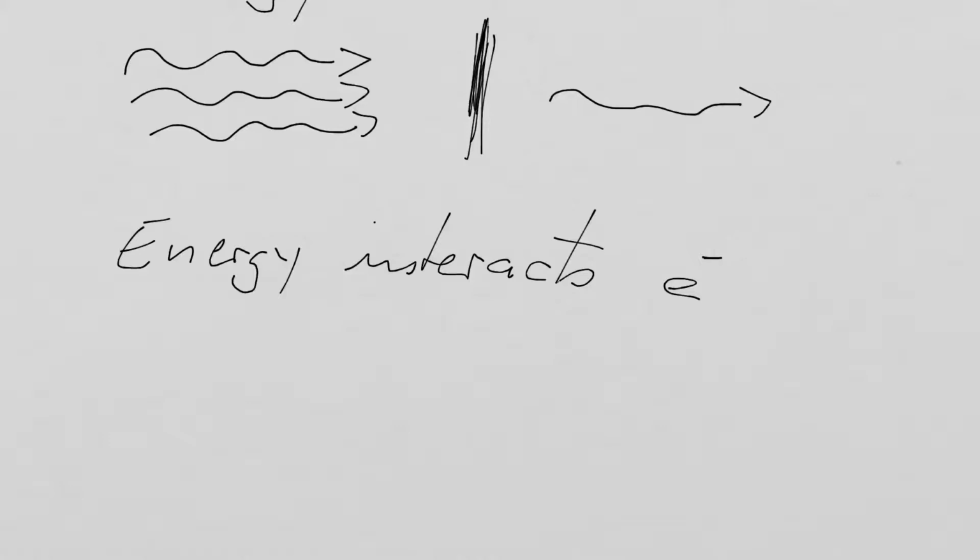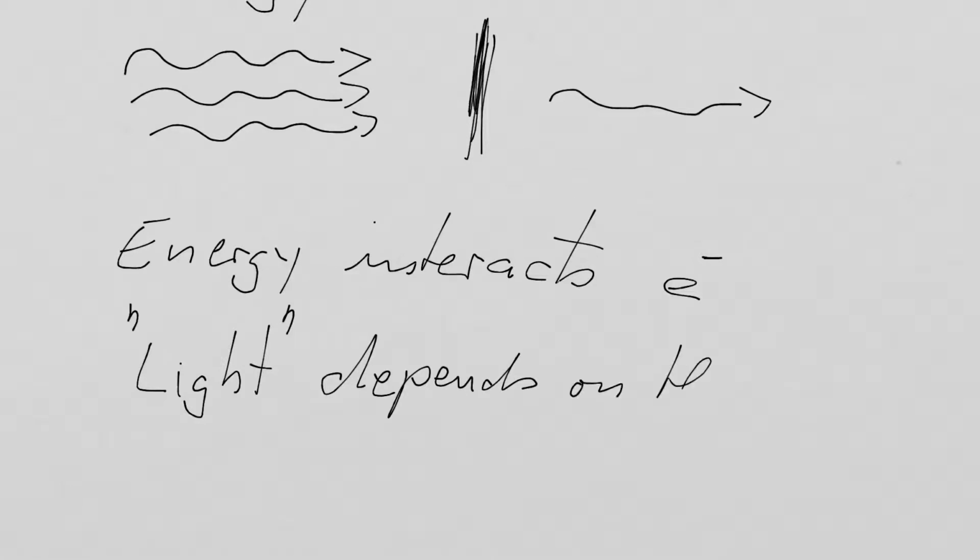And this light is dependent on each substance. So the light, if I call it like that, it can be other electromagnetic energy. Light depends on the interaction with the substance, or it depends on the substance.